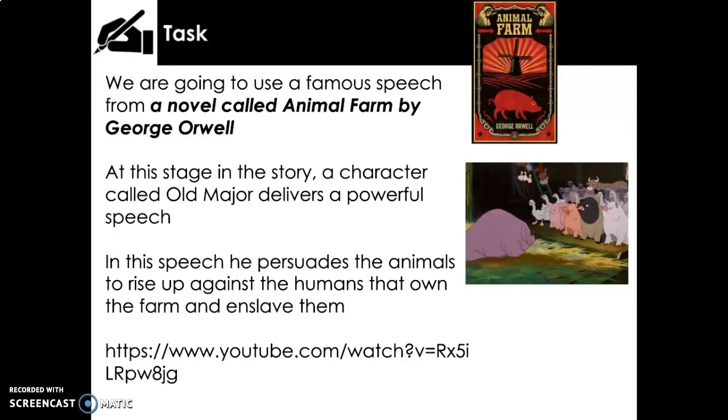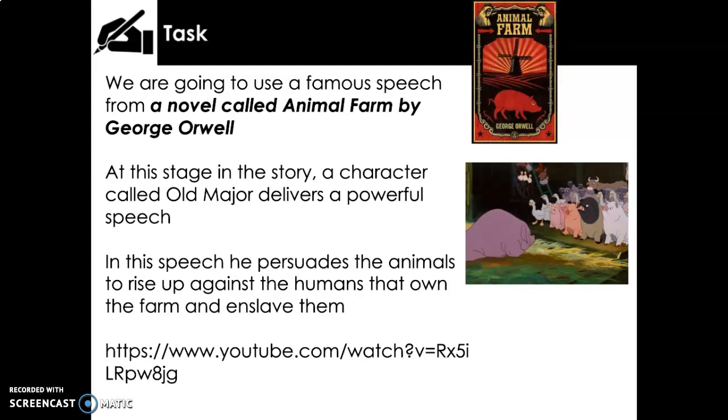Now, actually, we're going to use a really famous speech, but it's from a novel called Animal Farm by George Orwell. So it used to be on the school curriculum. It used to be taught as a really powerful allegory. So this means that the animals within the context of the farm were being used to represent human beings and what was happening at the time.